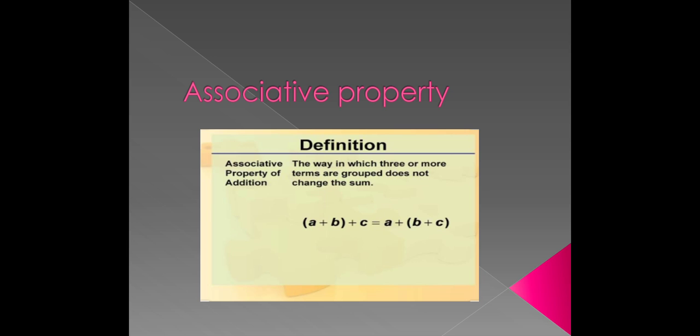Now students, there is one more property for integers, the associative property. So students, what is this property? It is the way in which three or more terms are grouped, and it does not change the sum. Suppose, for example, (a + b) + c equals a + (b + c). If in both statements we get the same result, then we say that it follows the associative property.